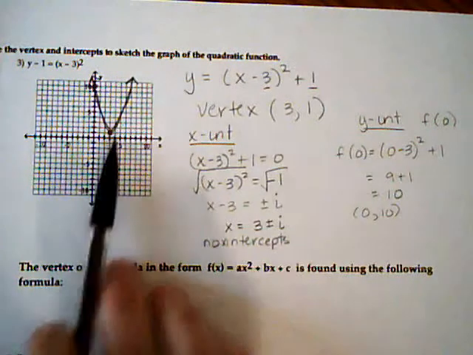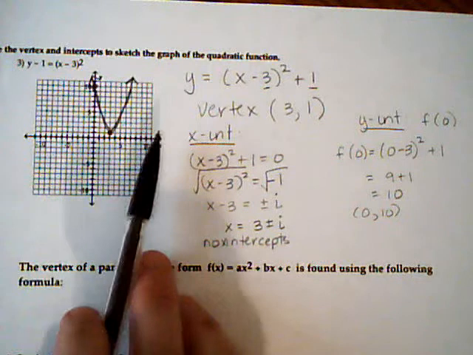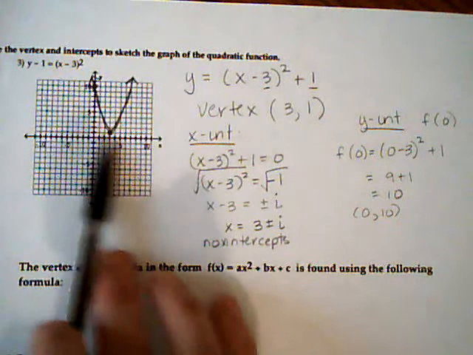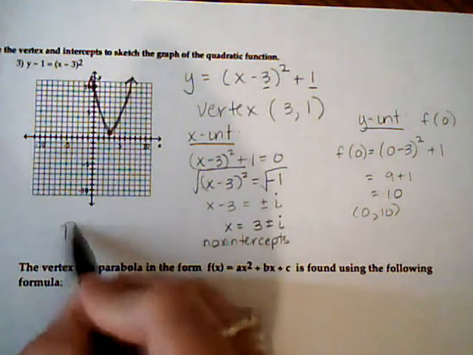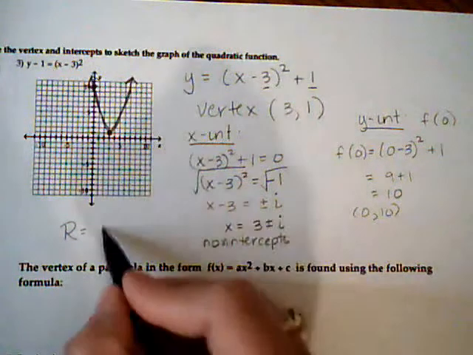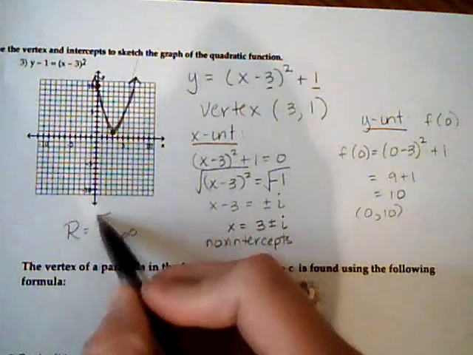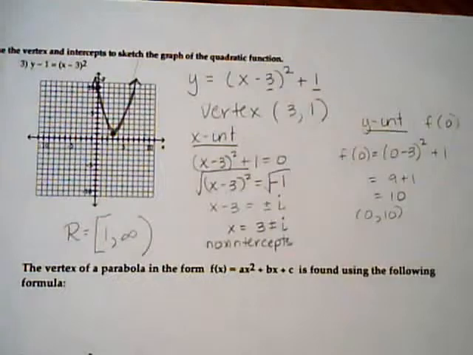The domain for your parabola would always be negative infinity to positive infinity. The range is going to depend on what your vertex is. So for this one, if we were asked for the range, the lowest y value is 1, and then it would go up forever to positive infinity. So we put a bracket on the 1 and parentheses around infinity.